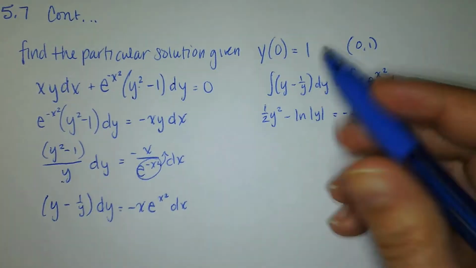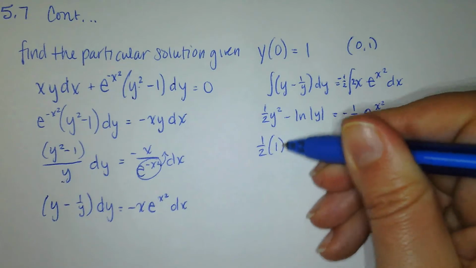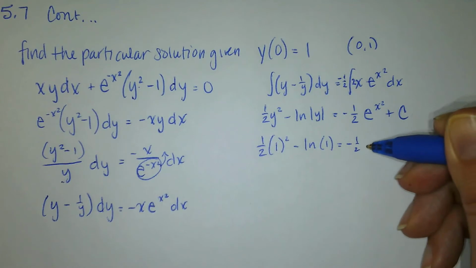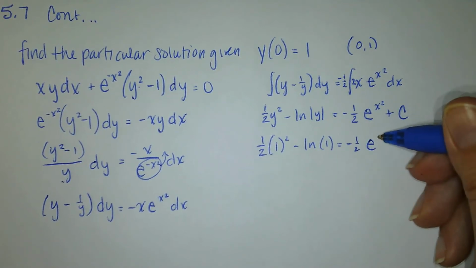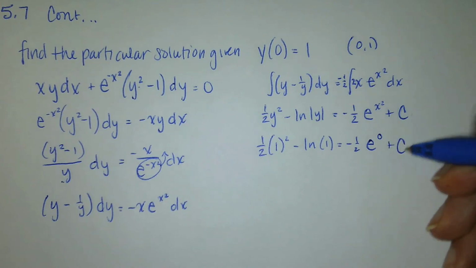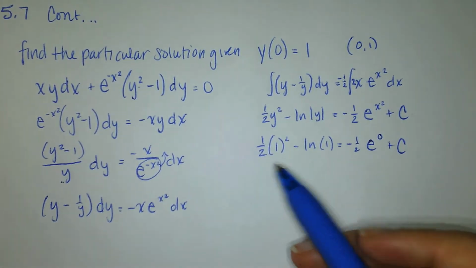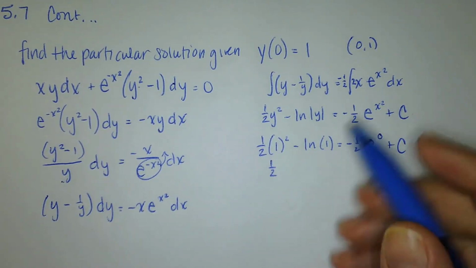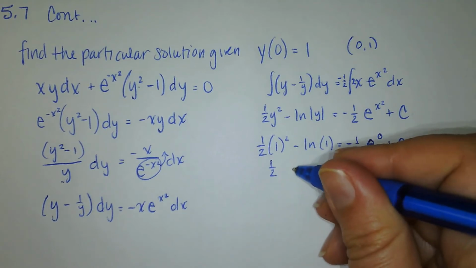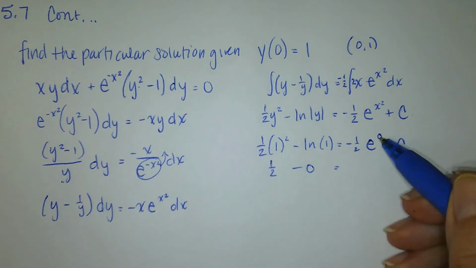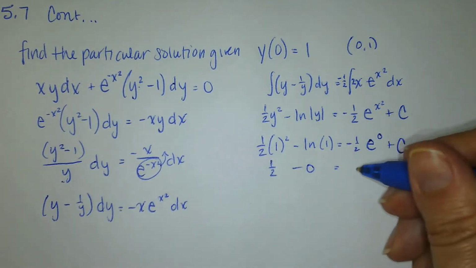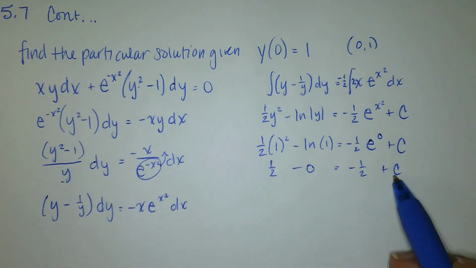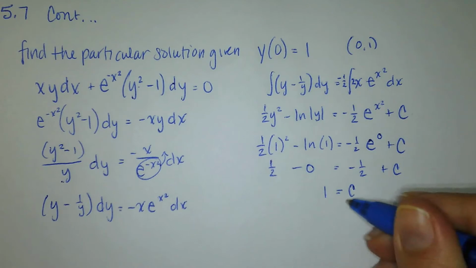So 1/2 times 1 squared minus ln of 1 equals negative 1/2 times e to the 0 plus c. And all these are going to simplify pretty nicely. So 1/2 times 1 squared is just 1/2. The ln of 1 is 0. e to the 0 is 1. So negative 1/2 times 1 is negative 1/2. And then plus c. So 1/2 minus 0 equals negative 1/2 plus c. If you solve this, we're going to get c equals 1.